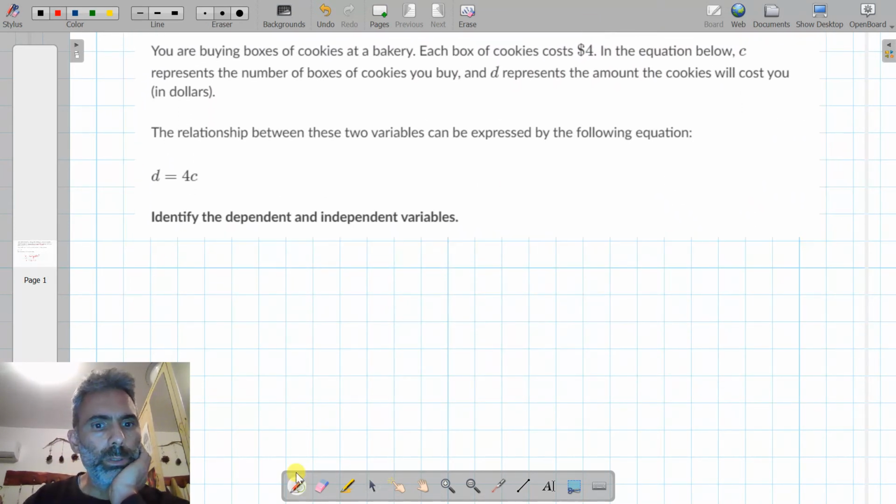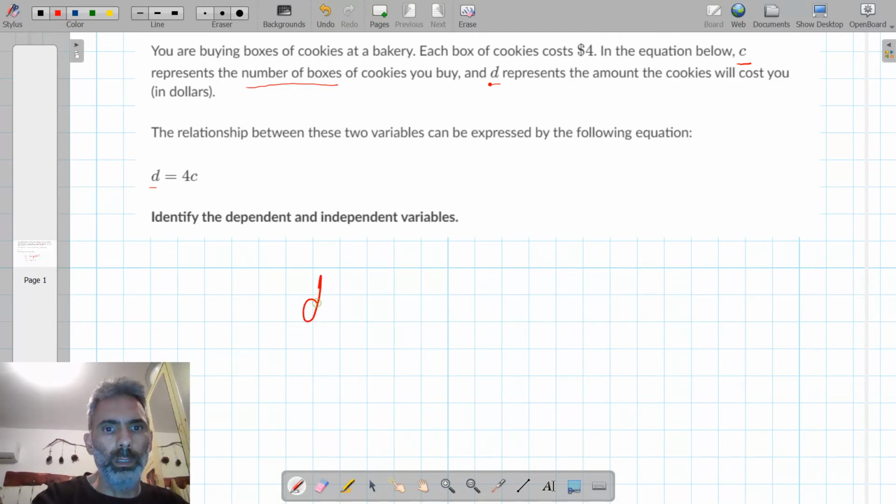You are buying boxes of cookies at a bakery. Each box of cookies costs $4. In the equation below, C represents the number of boxes of cookies you buy, and D represents the amount the cookies will cost you in dollars. Okay.